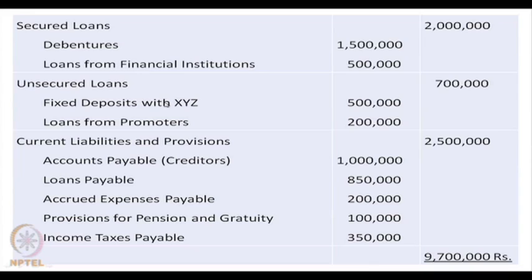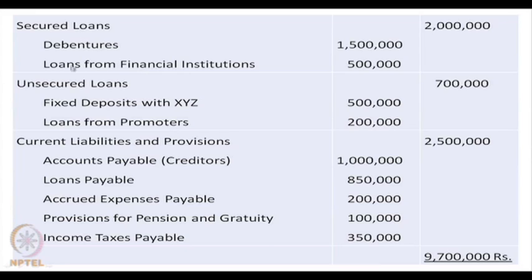Whereas, these are loans of not that nature. So, the company may also owe to outsiders for the loan that they have taken. So, this is fixed deposits 500,000, loans from promoters 200,000, totaling 700,000 rupees.